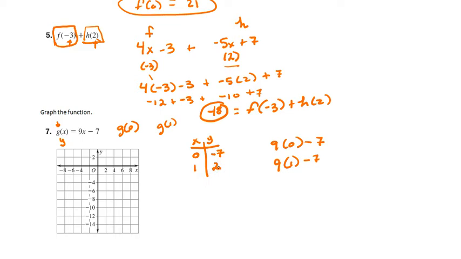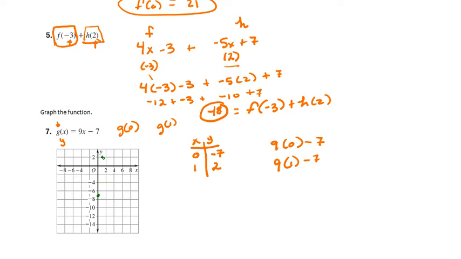Alright, so now I have 2 points here that I can graph on my coordinate plane. So my first point is 0, negative 7. That's my y-intercept. Oops. Let's try that again. Okay. And then I need to graph 1, 2. So I'm going to go over 1, up 2, and that's right here.